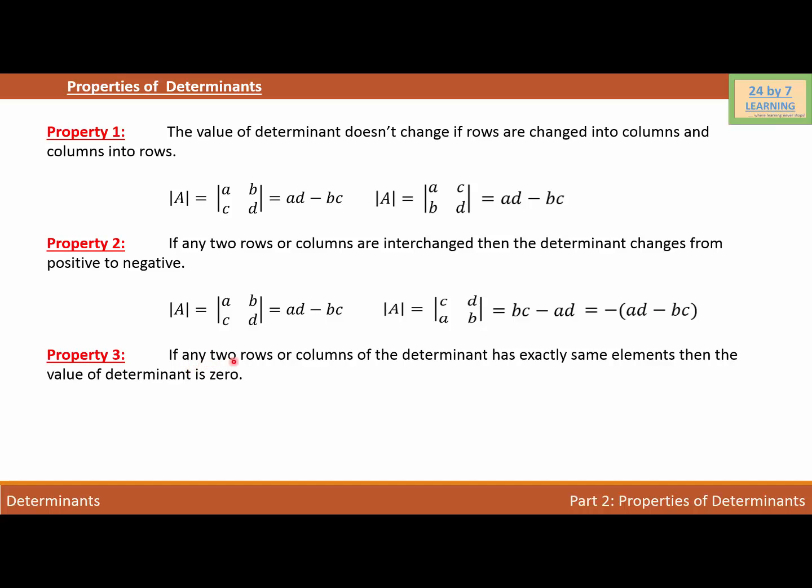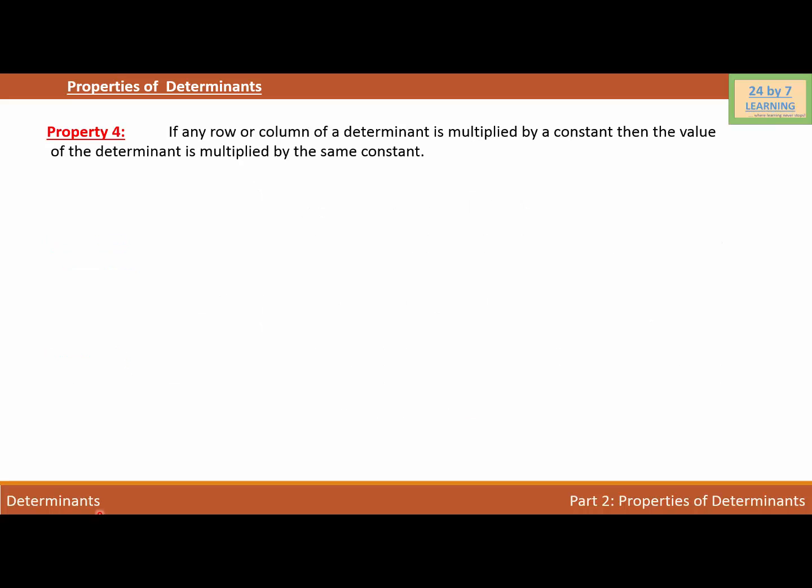Property 3. If any two rows or columns of a determinant have exactly the same elements, then the value of the determinant is 0. So let's consider a determinant with elements a, b, a, b. If we simplify this determinant, we will see ab minus ab, which is equal to 0.